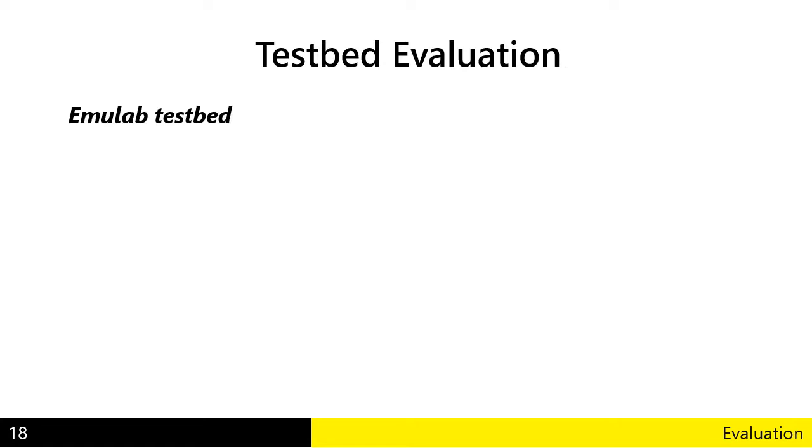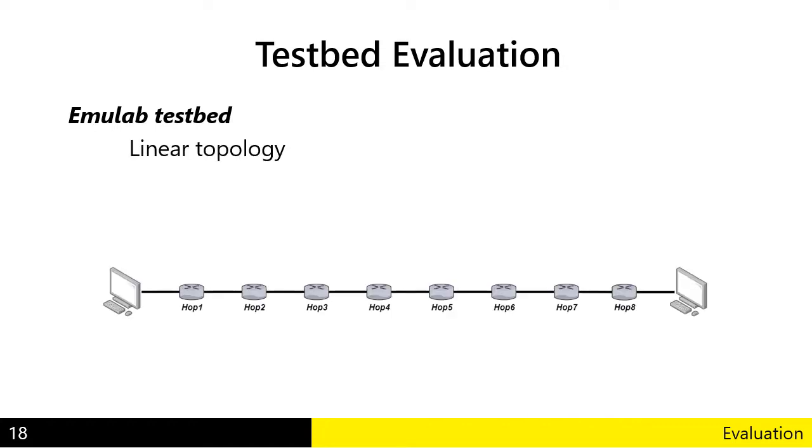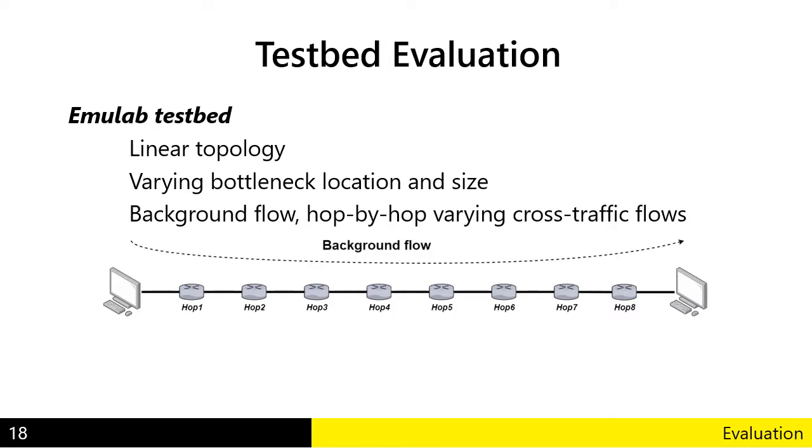So we conduct our evaluation on an Emulab testbed, which is a network testbed comprising rich PC clusters. The topology that we used for our evaluation is a linear topology, which is basically two hosts connected end-to-end via a bunch of routers. We vary the bottleneck location to generate different scenarios, and we vary the bottleneck size as well. We have one background flow running from one host to the other. This is the application flow that I was talking about earlier.